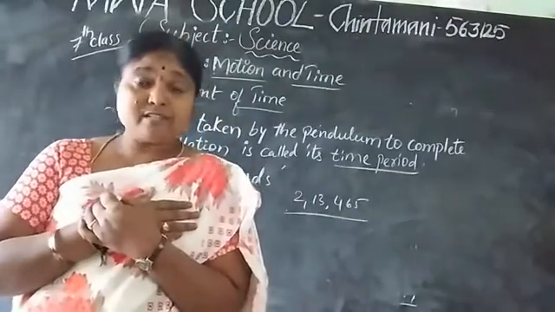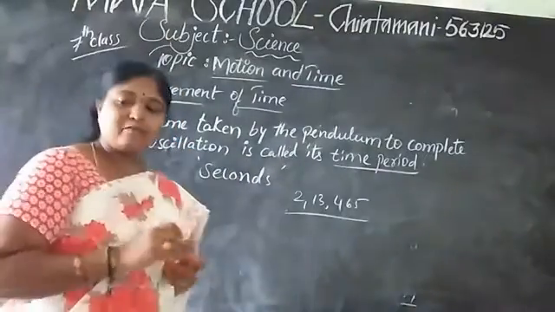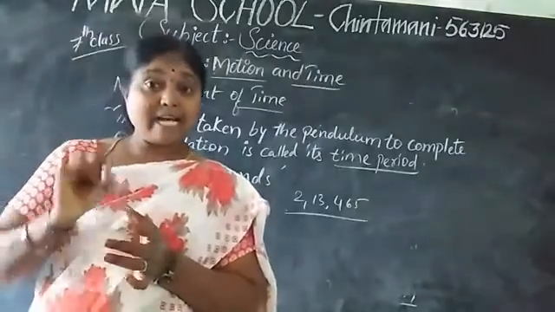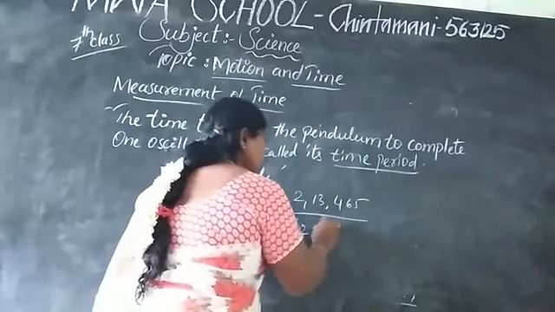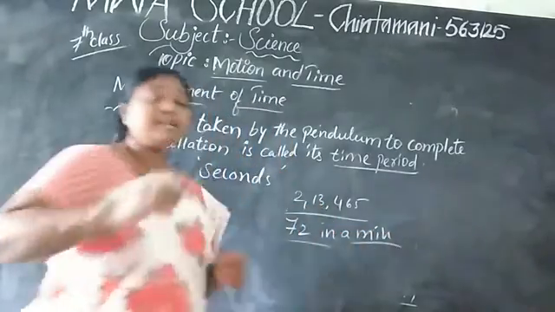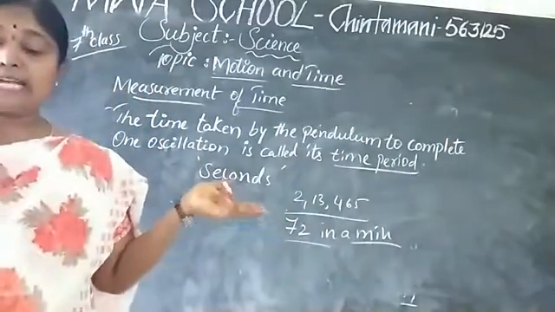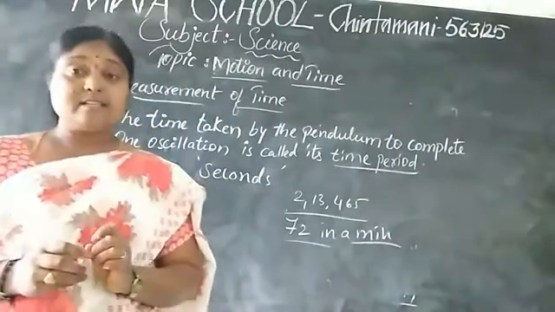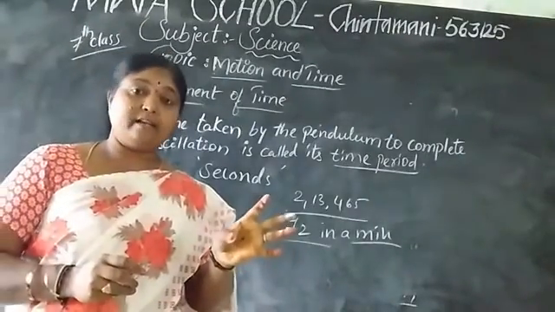What about our heart, children? Heartbeat. How much time does it take? The pulse of a normal healthy adult beats 72 times in a minute. For 1 minute it beats 72 times. So for 1 second, how many times does it beat?